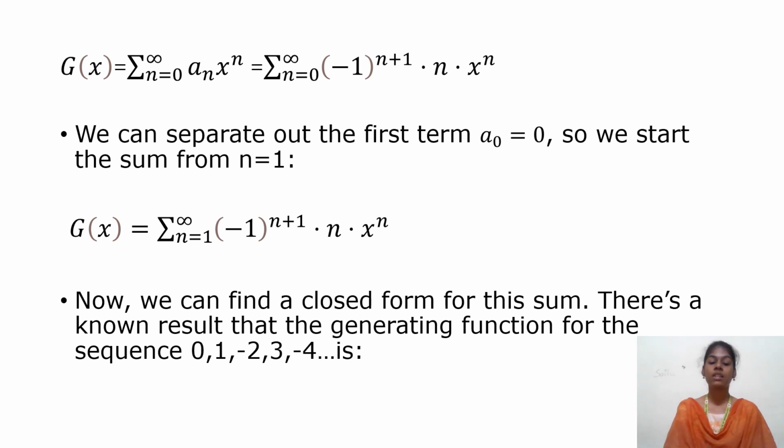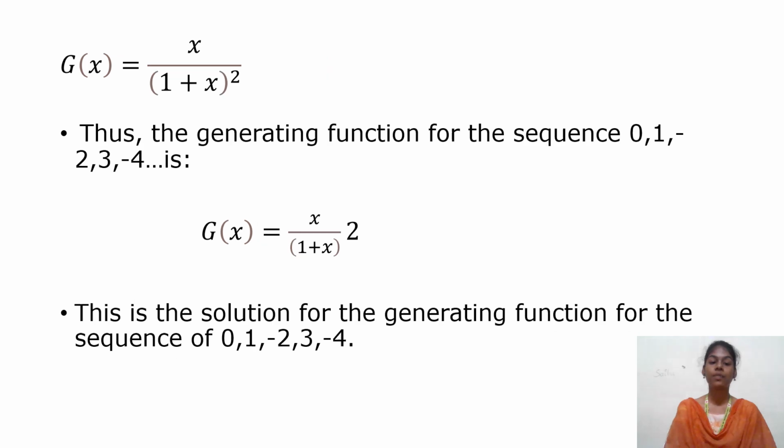There is a known result that the generating function for the sequence 0, 1, -2, 3, -4 is G(x) = x/(1 + x)^2. Thus the generating function for the sequence 0, 1, -2, 3, -4 is G(x) = x/(1 + x)^2. Thus G(x) = x/(1 + x)^2 is the solution for this problem.